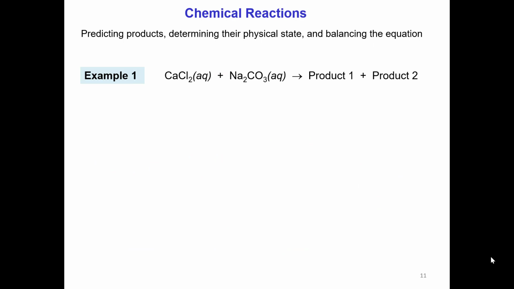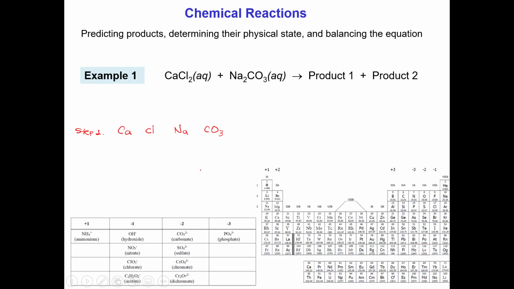In this example, we want to find what products result when calcium chloride reacts with sodium carbonate. Let's start with step number 1, and write the ions in each case. We have calcium, chlorine, sodium, and carbonate. To know the charge of each of these ions, we will use the periodic table.